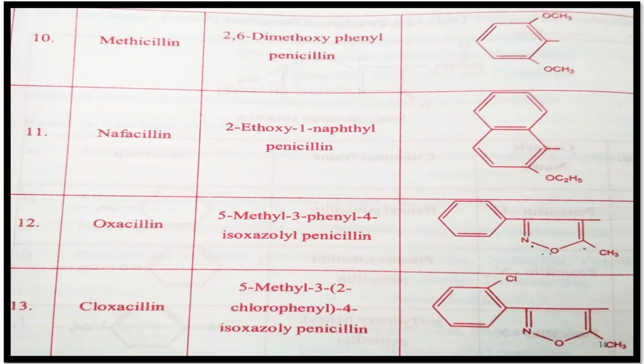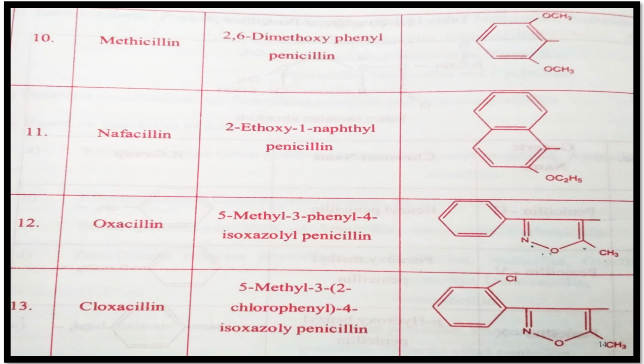Next one is methicillin. Chemical name is 2,6-dimethoxyphenyl penicillin. As you can see in the structure, 2 methoxy groups are present at second position and sixth position. So the R group in case of methicillin is 2,6-dimethoxyphenyl. Then nafcillin. Nafcillin contains 2-ethoxy 1-naphthyl group.